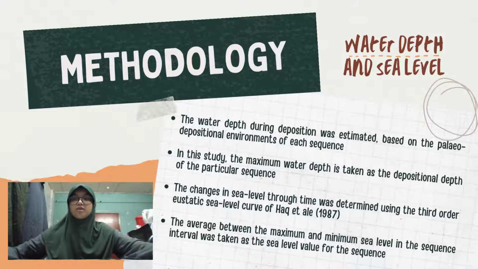Now, in regards to water depth and sea level. So the water depth during deposition was estimated based on the depositional environments of the sequence. During the study, they will use the maximum water depth as the depositional depth of a particular sequence. As for the changes in the sea level, it is determined using the third order eustatic sea level curve of Haq et al., and the average between maximum and minimum sea level is taken as the sea level value for each sequence.